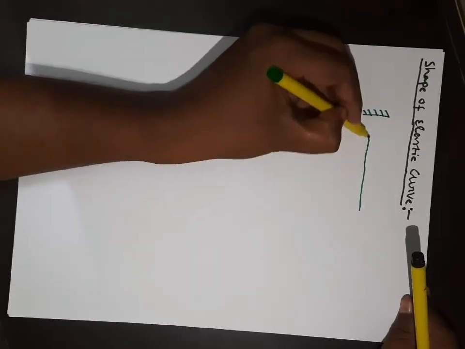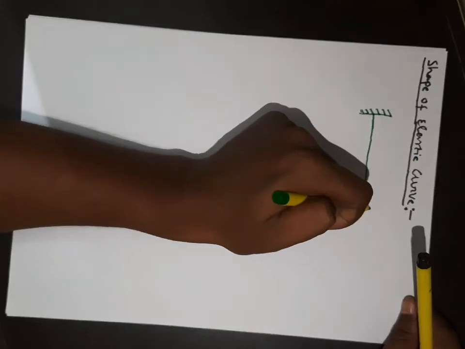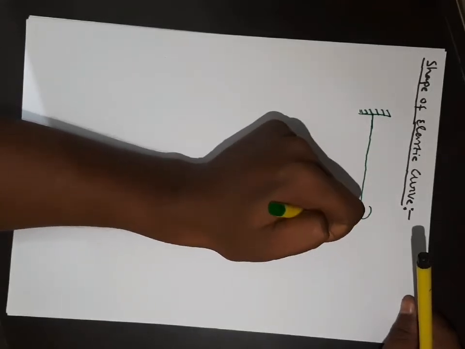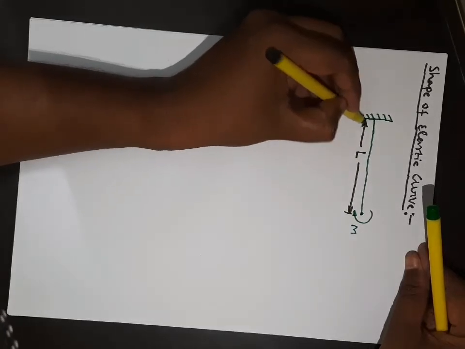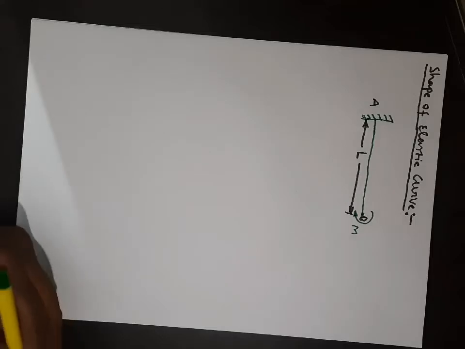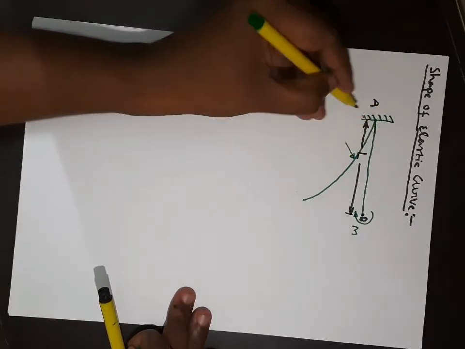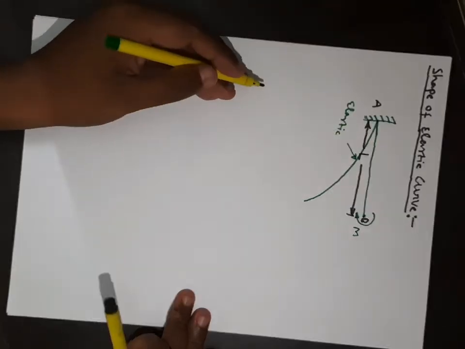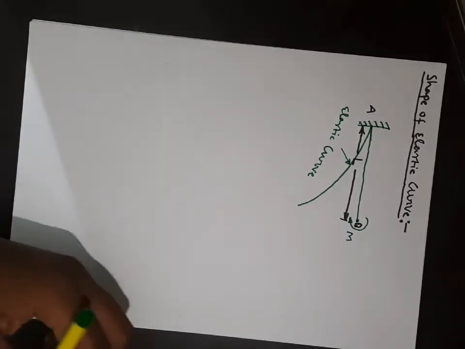Suppose this is a cantilever beam, and I am assuming at the free end a bending moment of magnitude M is acting. The length of the beam is capital L. I'm assuming this is point A and this is point B. If the moment acts here, the beam will deviate like this, and this is our elastic curve.